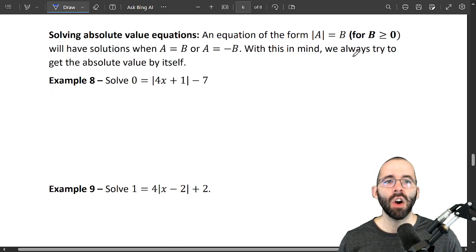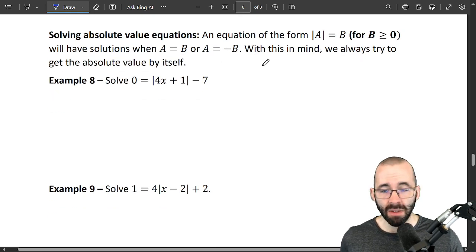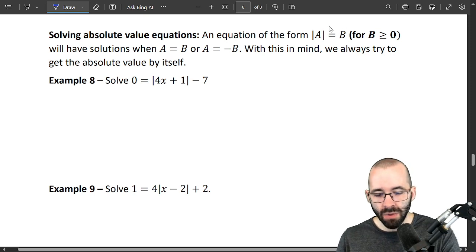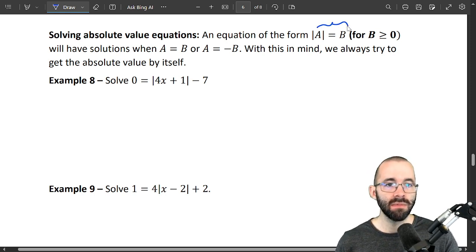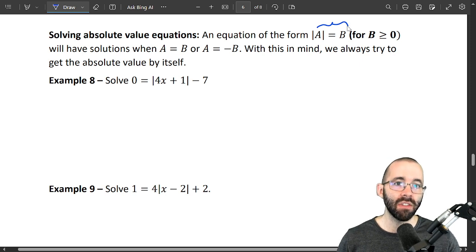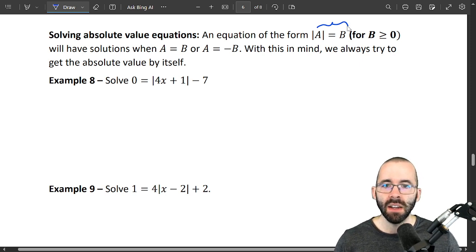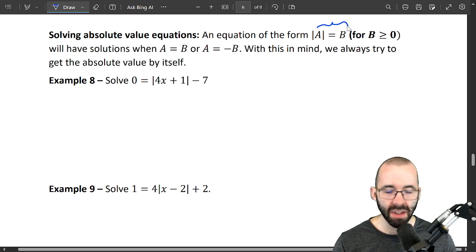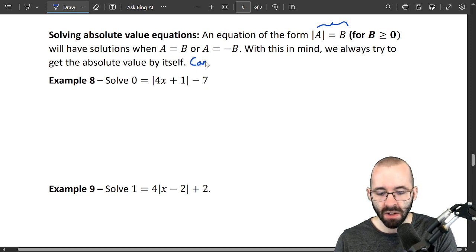With this in mind, we always try to get the absolute value by itself. So in example 8, we're not in this form. If we can get it into this form, we can solve it. So we need to get it into this form: the absolute value of something equals something else. We can never touch what's on the inside of the absolute value. Okay? Can't touch inside of the absolute value.